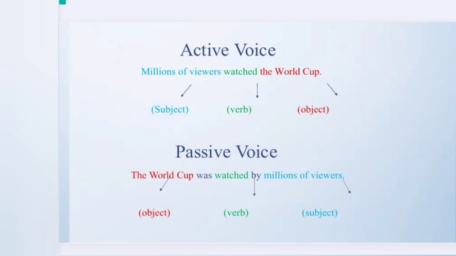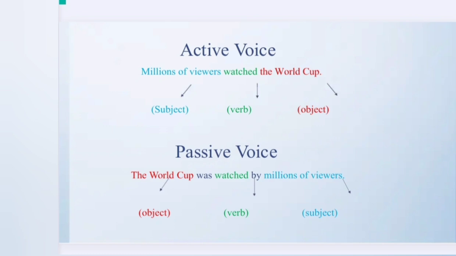And now we move to the active voice conversion into passive voice. Now if you focus here, a sentence that says: millions of viewers watched the World Cup. Who is doing the action? Millions of viewers. What is the action over here? Watched. And who has received? What is the object over here of the action?